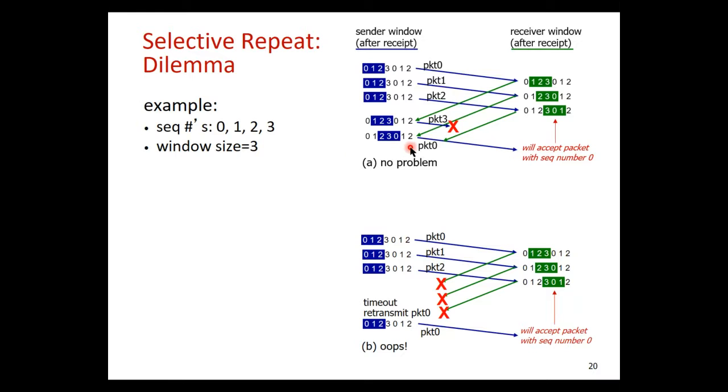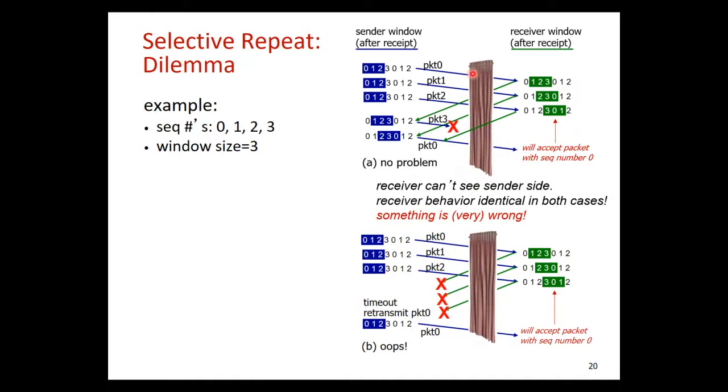Okay, this packet 0 is a different packet. This is not a duplicate. This is a new packet 0, and it will be accepted in the window. So there's no problem here. Everything is fine. Okay, now let's look at case B, another case.